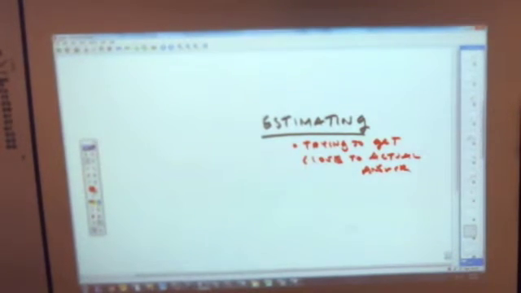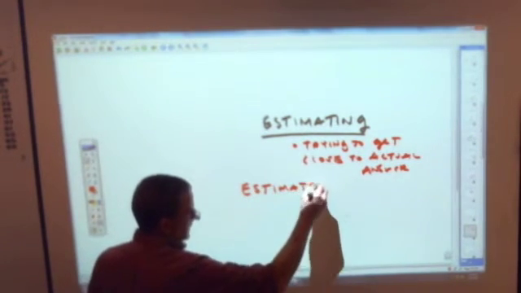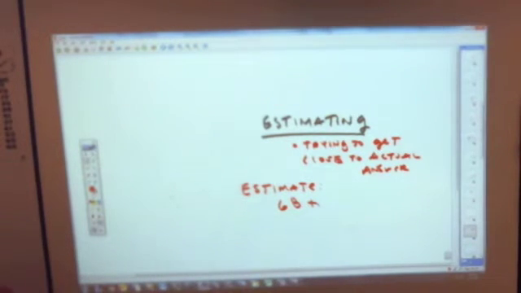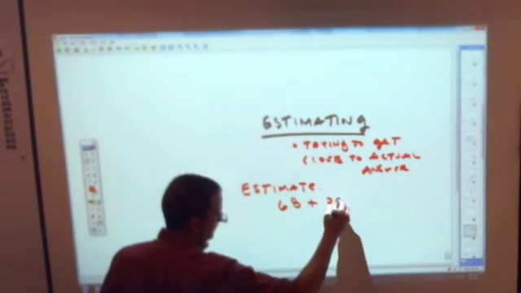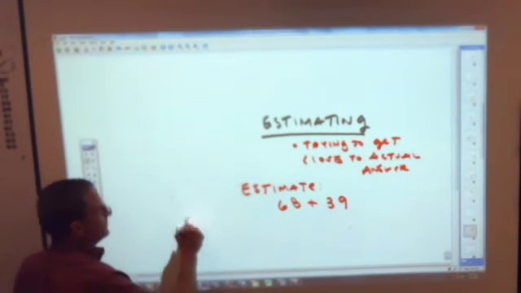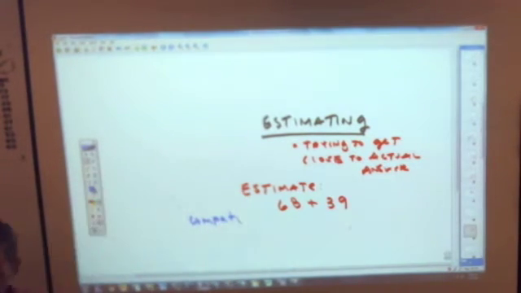But here is the place where most people go wrong. Let me give you an example here. If I said to estimate 68 plus 39. Estimate 68 plus 39. The book suggests that you do what we call use compatible numbers.